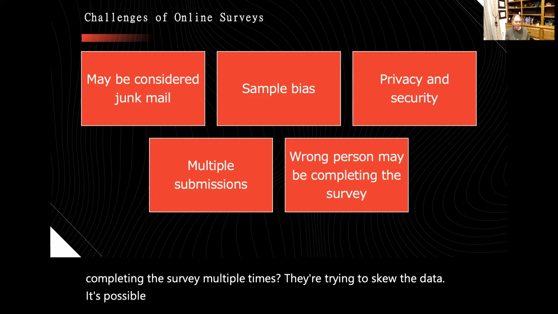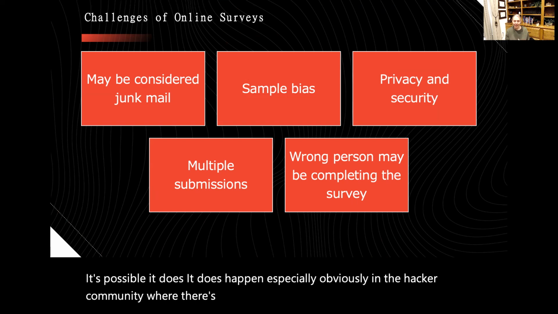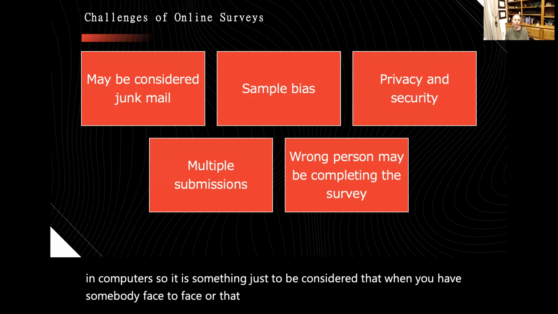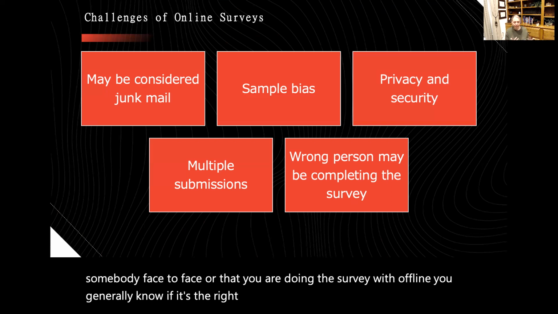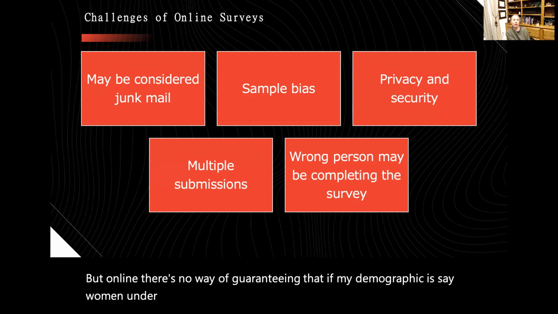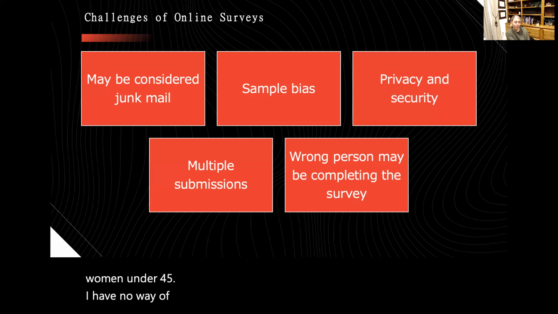It does happen, especially in the hacker community, where for some, that's the fun of monkeying around in computers. So it is something to be considered: when you have somebody face to face, or you are doing the survey offline, you generally know if it's the right or the wrong person. But online, there's no way of guaranteeing that if my demographic is, say, women under 45, I have no way of knowing for sure if the person completing my survey is a woman under 45.